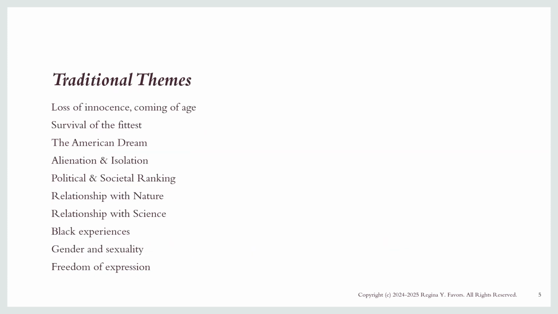So here are some of the traditional themes that you will find explored within the literary works in this course. So there's this idea of loss of innocence and coming of age. You'll see this in certain literary works. There's also the concept of survival of the fittest. The American dream sort of comes later, but there is alienation and isolation that comes right before it.